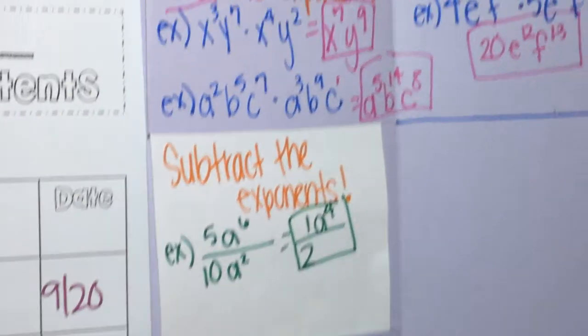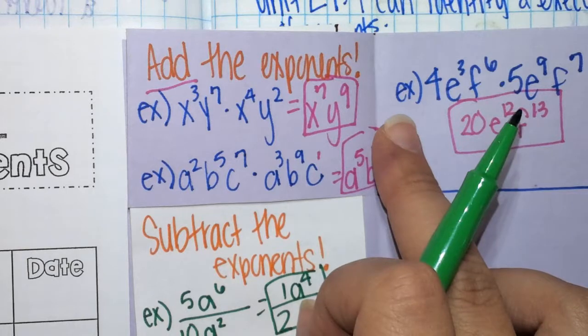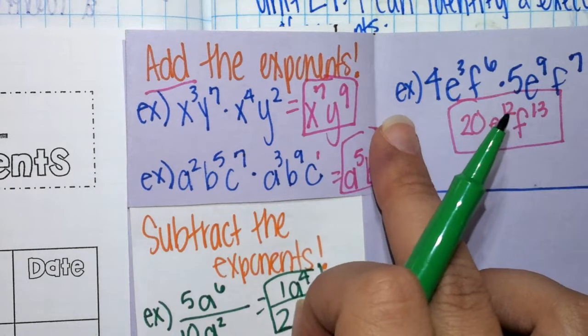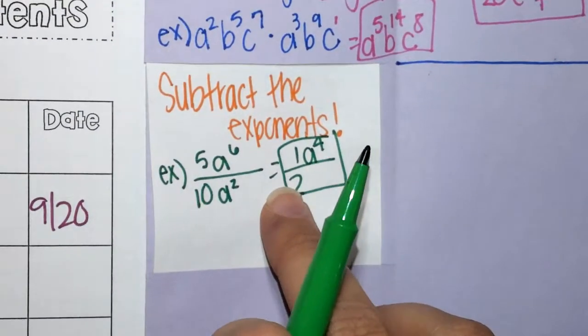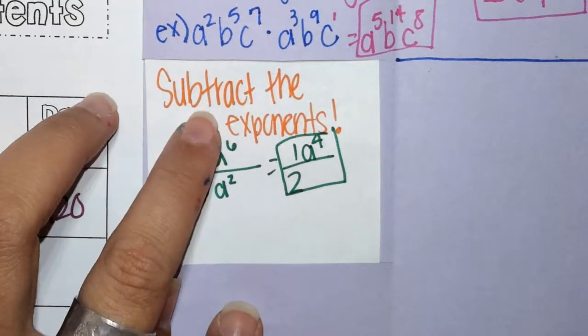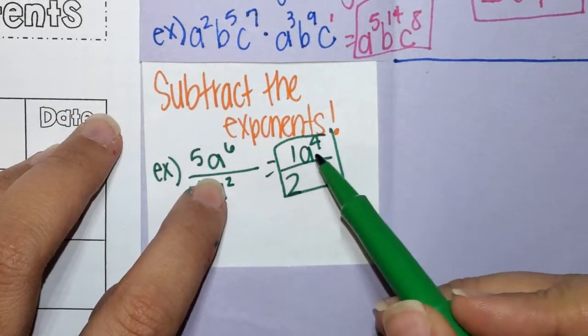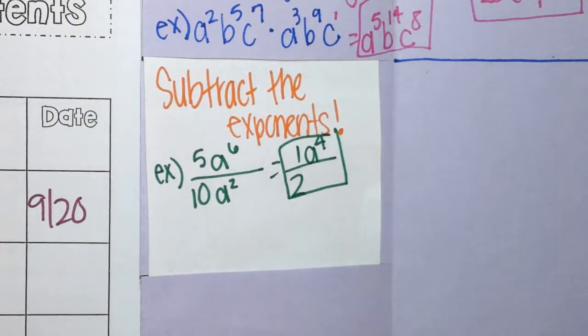When you multiply like bases, what do you do to the exponents? You add. No, because we subtracted those. We said 6 minus 2 and we got 4. We put that on top. It gets rid of the denominator.